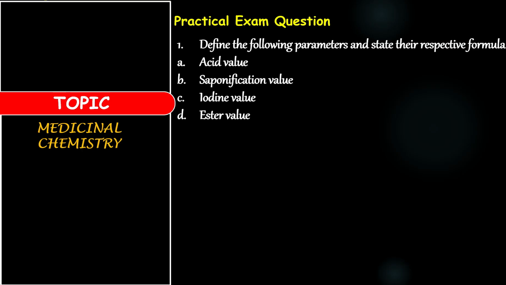Now, for the past question, I have one of these past questions here. It says define the following parameters and state their respective formula. The acid value. So I'm going to define it. If you want to write it down, you can write it down, but I'm going to explain it. Whenever you hear of this acid value, what is it actually talking about? The acid value is a measure of the amount of free fatty acid present in a substance.